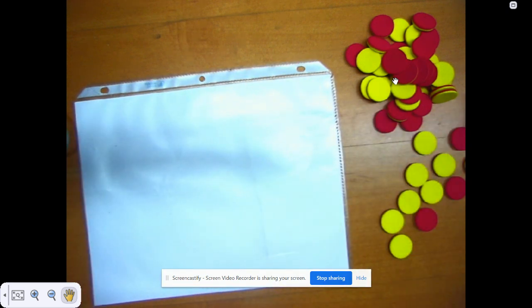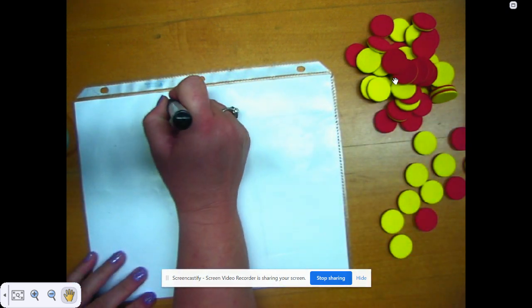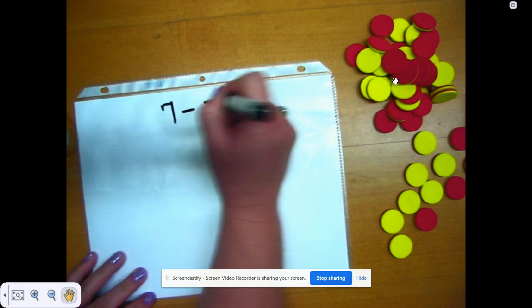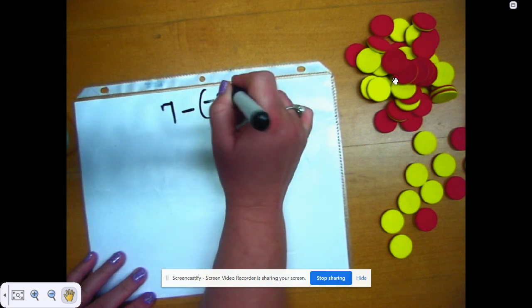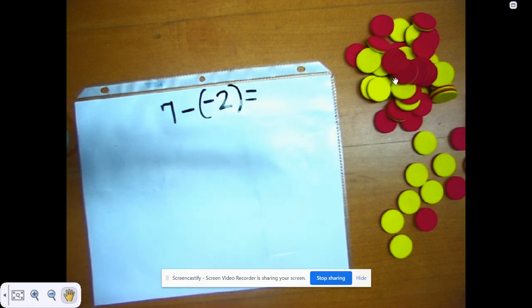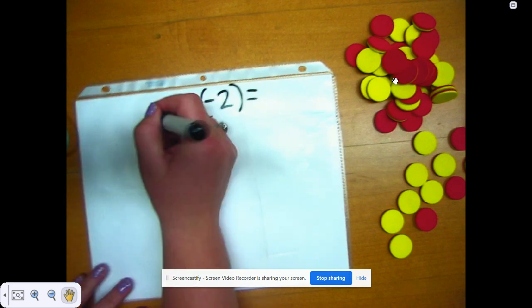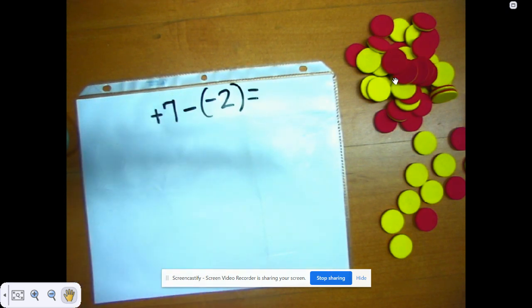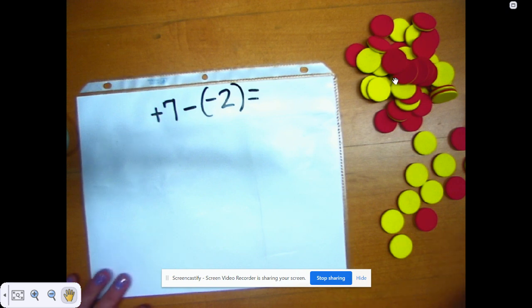So let's try 7 minus negative 2. Let's talk about what this really says. This says positive 7 minus negative 2, or take away negative 2. So let's lay this out.